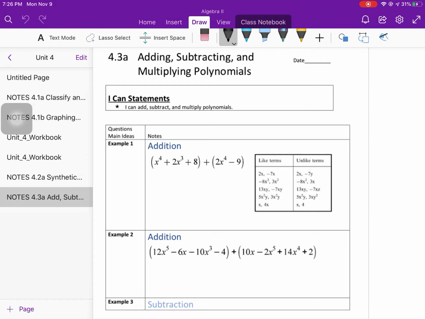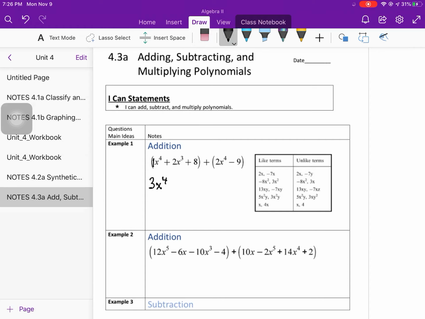When we're adding, we need to find like terms just like we normally would. So if you look in the two sets of parentheses, notice that x to the fourth, and in the second set we have 2x to the fourth. Those are like terms because they have the exact same exponent with the same variable. So all that we do is we add the numbers out front together. So we assume there's a 1, so it's 1 plus 2, which gives us 3x to the fourth.